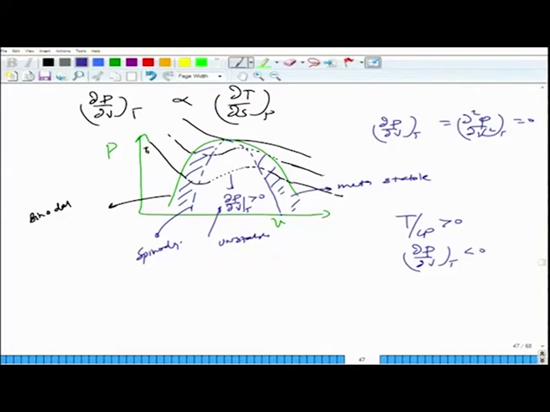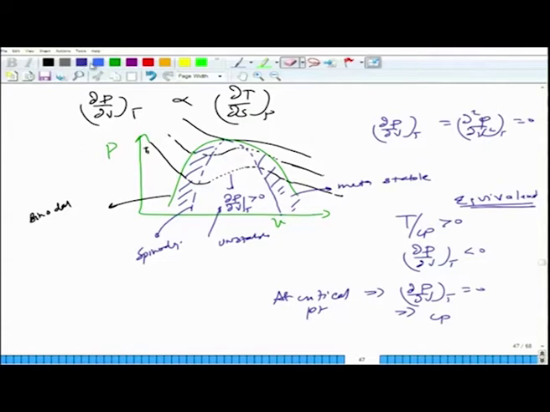Okay. But at critical point, what happens? This is 0, which essentially means at critical point, since these are equivalent criteria, if this is 0, this implies Cp should go to infinity, right. Cp should be infinity. Okay. So, if you measure Cp as a function of temperature, at critical point you should see it increase to very large values, right.